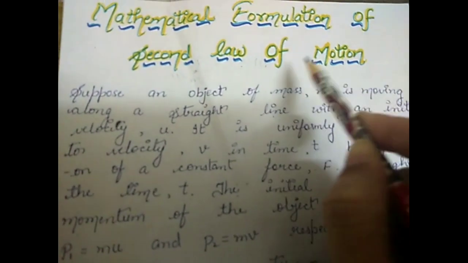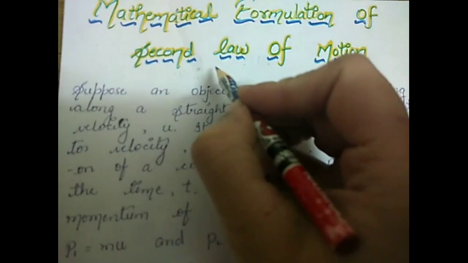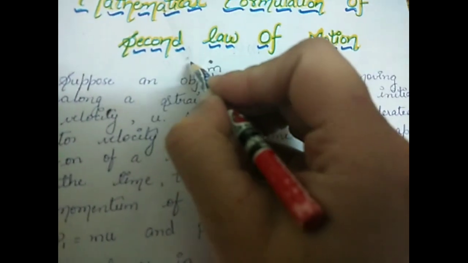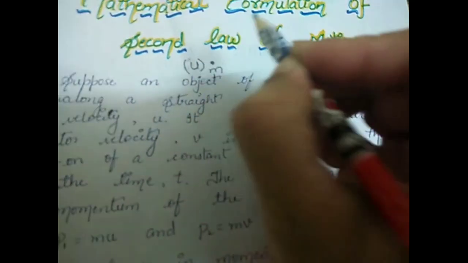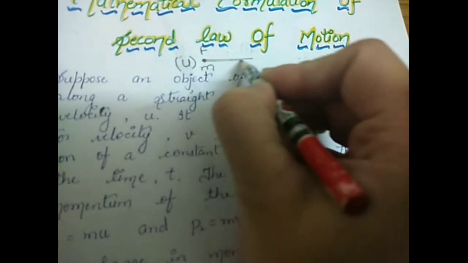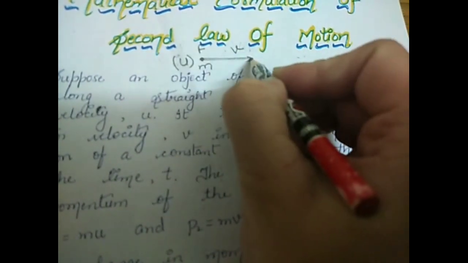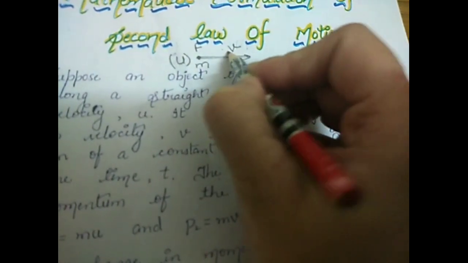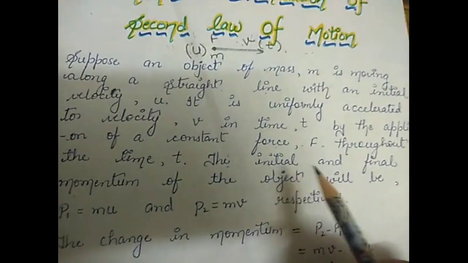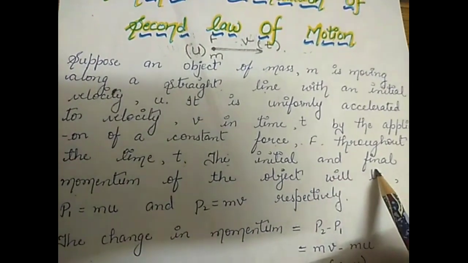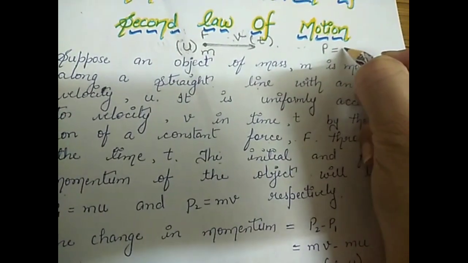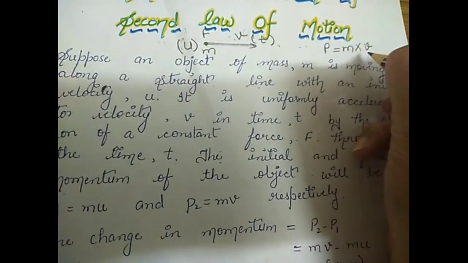Let's understand what we have considered here. We considered an object of mass m and its initial velocity is u. When we apply a constant force, it gets accelerated and attains velocity v in time t. Now about momentum: momentum is denoted by p and it is the product of mass and velocity.